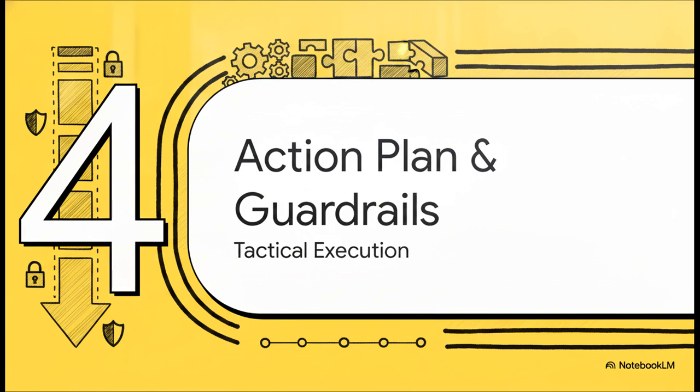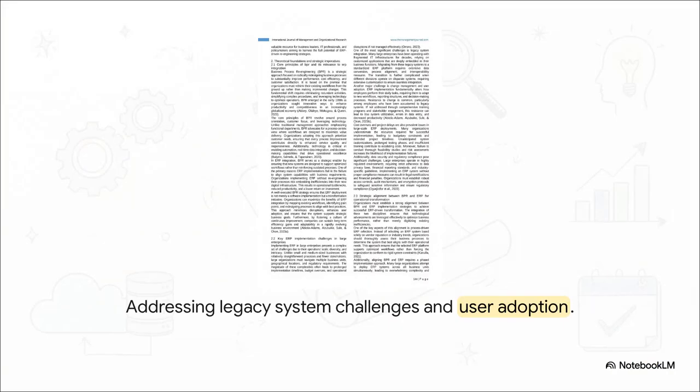Section 4. Chronological Action Plan and Guardrails. We move now to tactical, executive-level execution. The burden of legacy infrastructure. High-level strategy is meaningless without a rigid, unforgiving framework for deployment. To build a tactical plan, we must face operational reality on the ground.